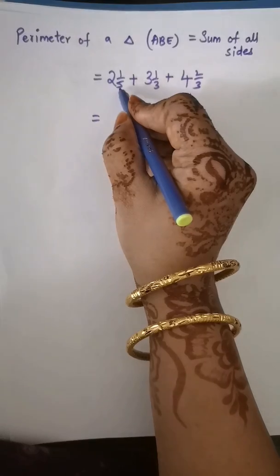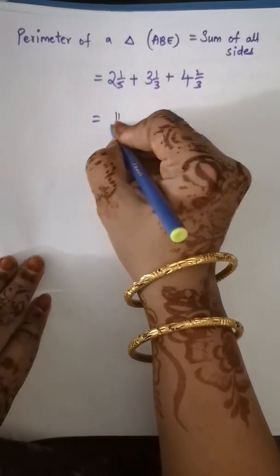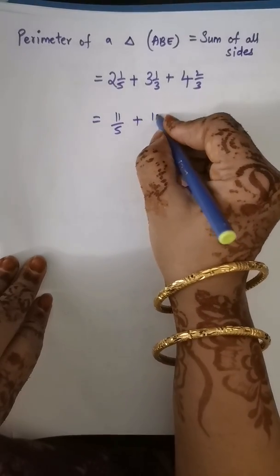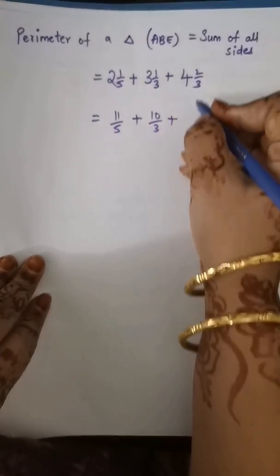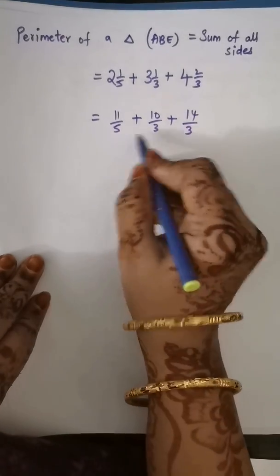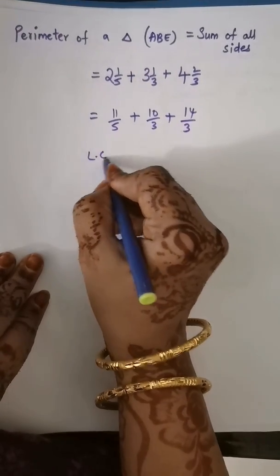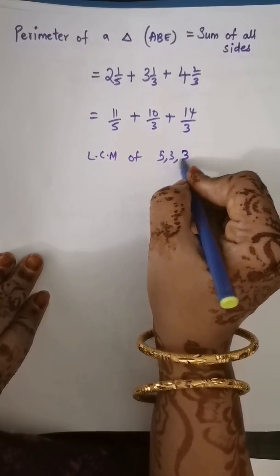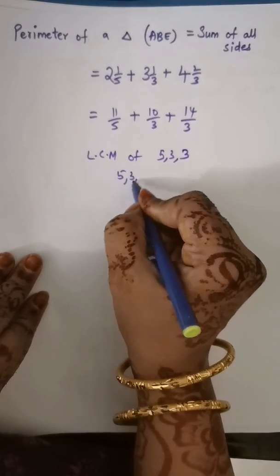So this will be 2 5s are 10, 10 plus 1, 11 by 5 plus 3 3s are 9, 9 plus 1, 10 by 3 plus 4 3s are 12, 12 plus 2, 14 by 3. Now what you have to do, you have to find the LCM of 5, 3, 3.